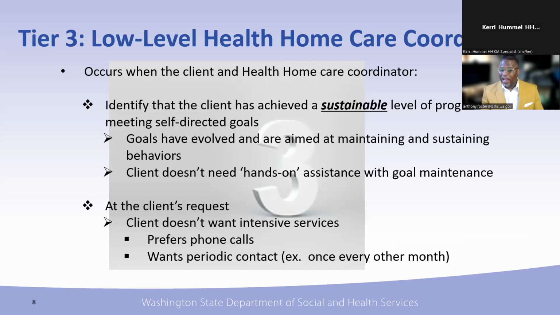So again, you have to make sure that you're looking at what your clients are doing and making sure that they are following through on the things that they need to do. And for those guys and gals that are doing that with goal maintenance and are doing the things that they need to do, looks like you have all the indicators for tier three, okay? And of course, this is at the client's request. Again, I just kind of talked about that.